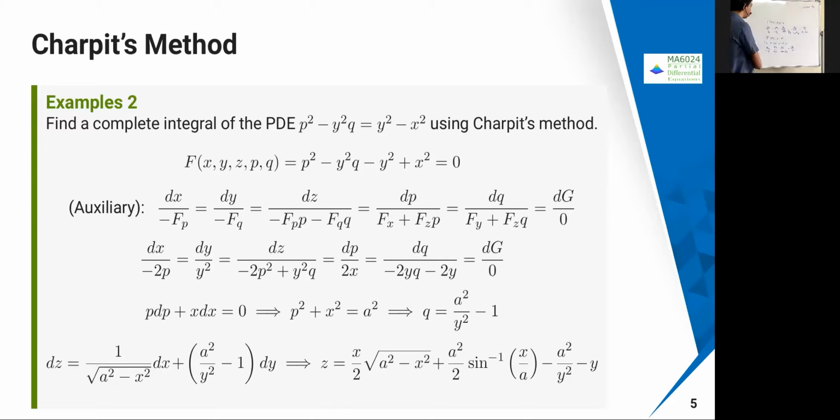Fz is 0, so nothing will be there. Only dp by 2x is going to come. Okay, so dp by 2x. Here minus x square, here plus x square is going to come. That will be here plus. Then dq by fy. Fy is going to be minus 2y cube, minus 2y. Okay, and then fz is 0, therefore nothing will be there.